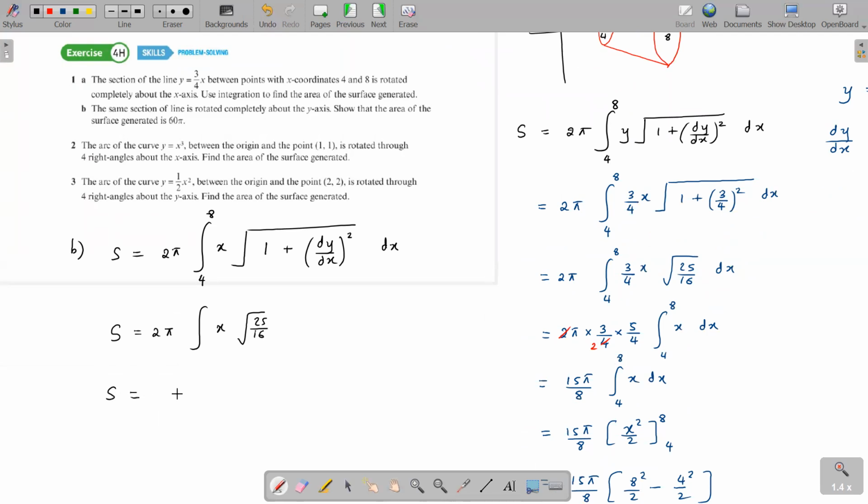Then I get here x times the root of 25 over 16, which comes out as 5 over 4, and I get the integral of x with respect to x. The integral limits are from 4 to 8. 2 times 1, 2 times 2. So I get here 5 over 2.